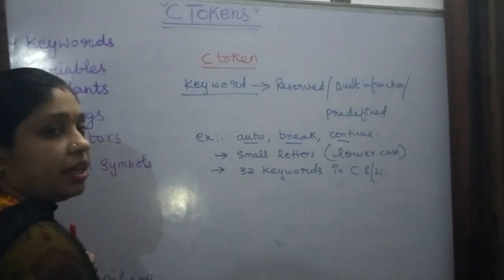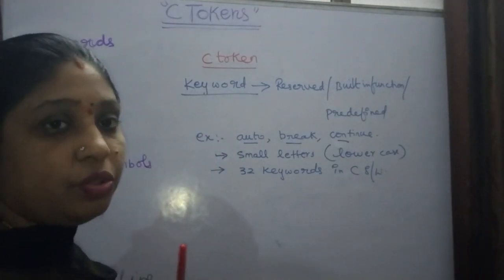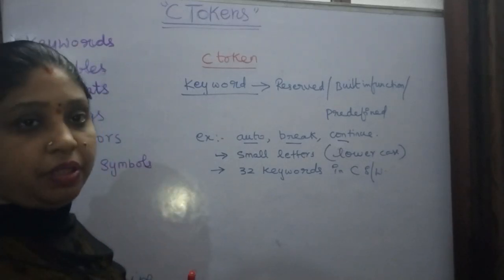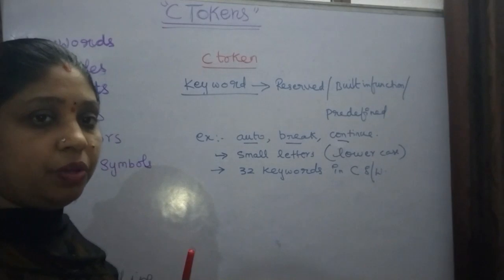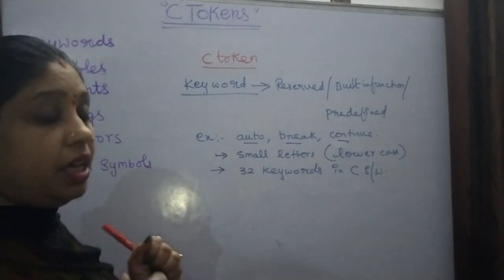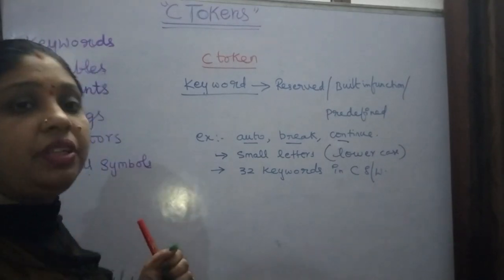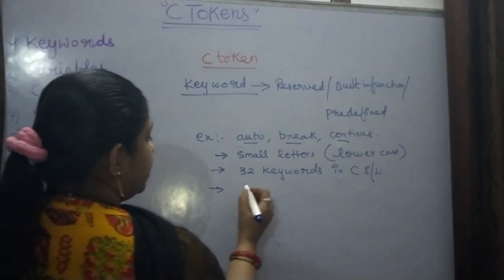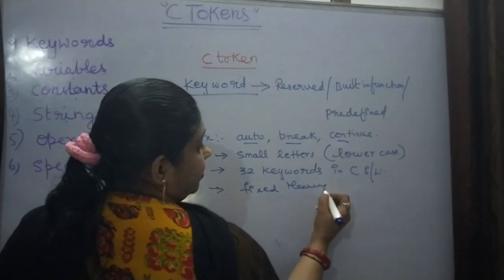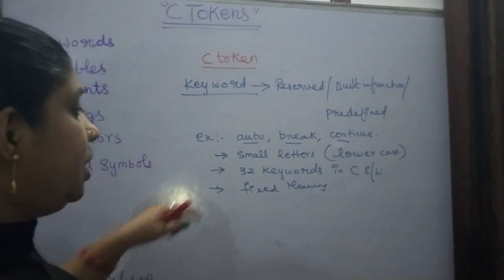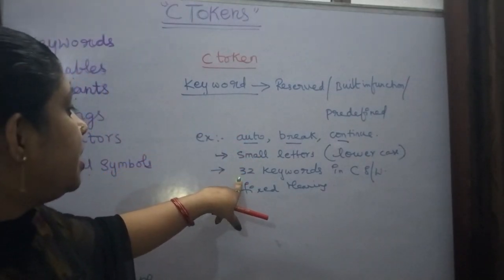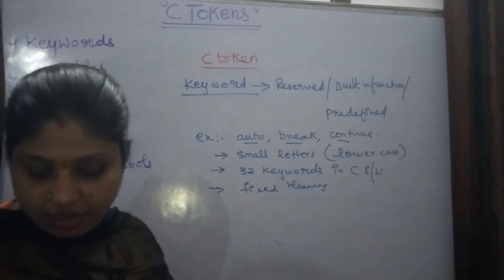Okay, 32 keywords are there. All the 32 keywords, you should not use these particular words for any other purpose. Suppose if you want to declare any variable, you should not take auto here. You should not take break, because that word is meant for that only, and it has a fixed meaning. The lowercase letters are used for the keywords. 32 keywords are there here. Fixed meaning is given for it. Okay.